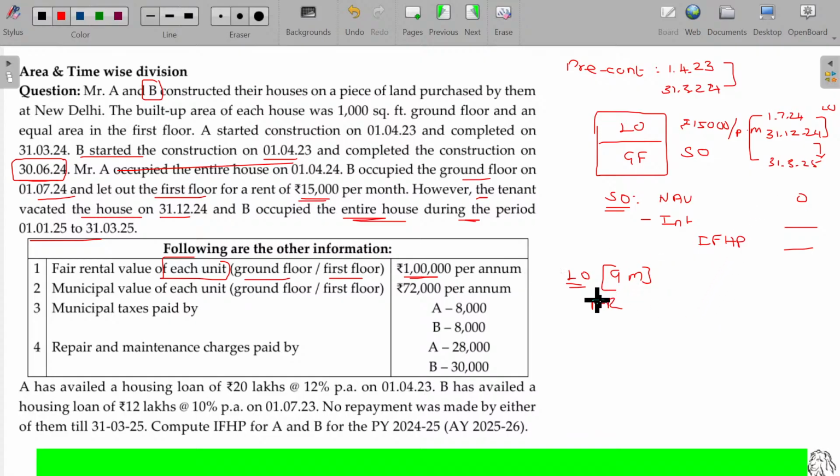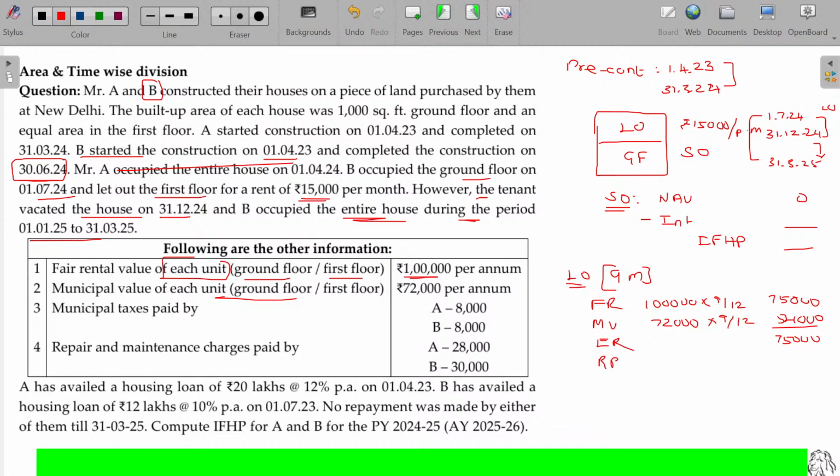So fair rent being 1 lakh for 9 months, 9/12, it's 75,000. Municipal value 72,000, you have to calculate only for 9 months, which is 54,000. Between these two, whichever is higher will be taken. Of course, standard rent is not given there. No standard rent information. So then it itself being the expected rent.